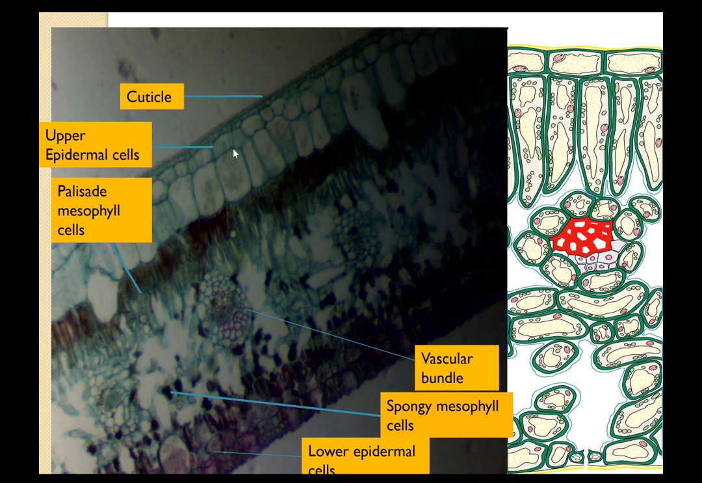You will see this microscope picture of the cells. There's this cuticle, the upper epidermal cells that do not have chloroplasts, and this over here is the palisade mesophyll cells. We have this vascular bundle, the spongy mesophyll cells over here, round in shape, and the lower epidermal cells.